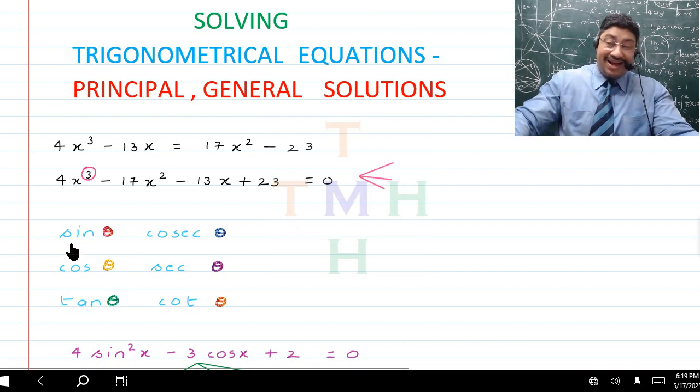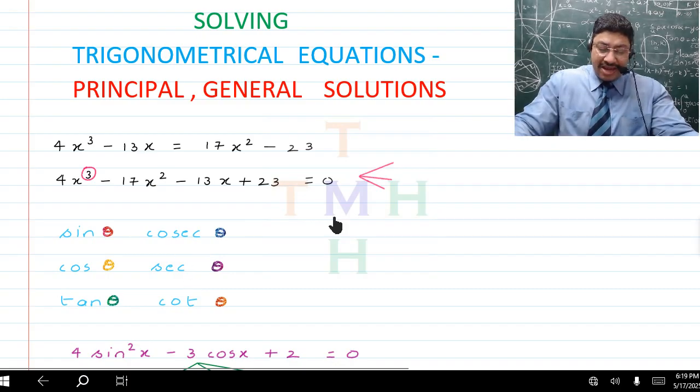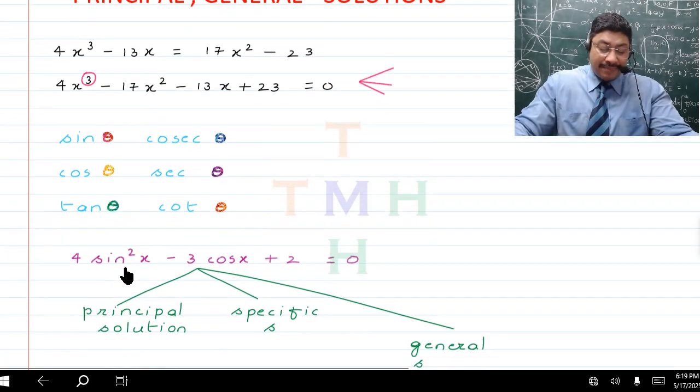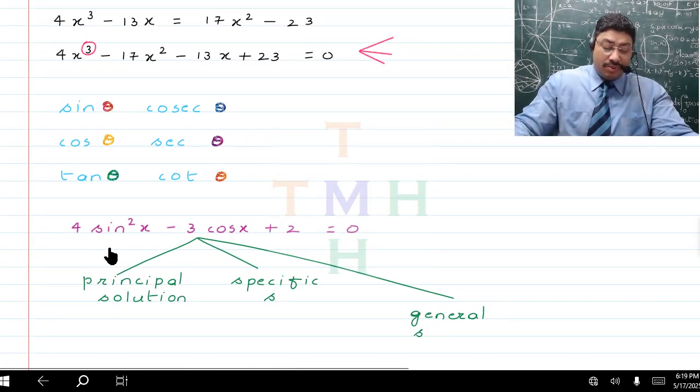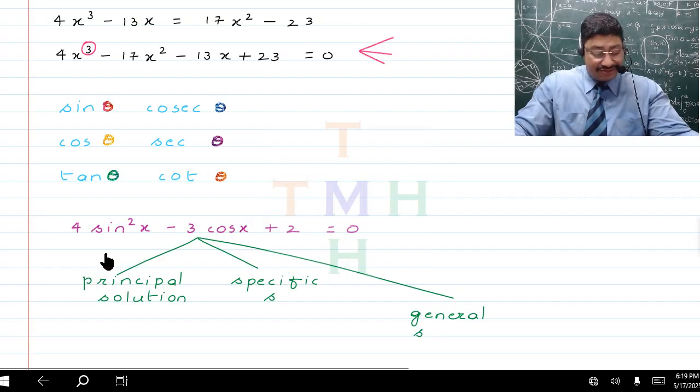So a trigonometric equation is primarily an equation where in place of the variable you have trigonometric ratios. Like you know that there are 6 trigonometric ratios: sine, cos, tan, cot, sec, cosec. So any of these 6 trigonometric ratios can be here in place of the variable x, right? Now after this children, next we will be talking about a trigonometric equation like 4 sine square x minus 3 cos x plus 2 is equal to 0. Here we get to see that in place of the variable x, we now have sine square x, we have cos x, right?